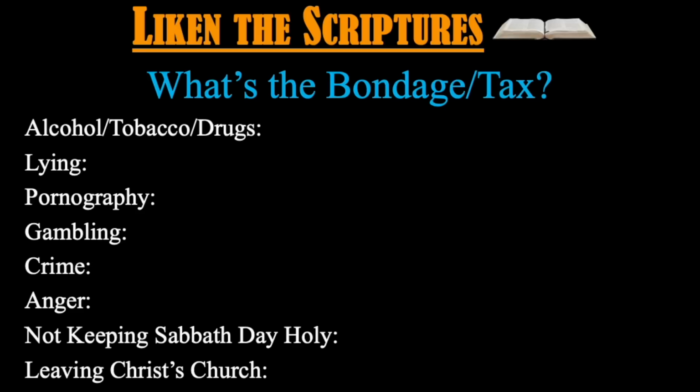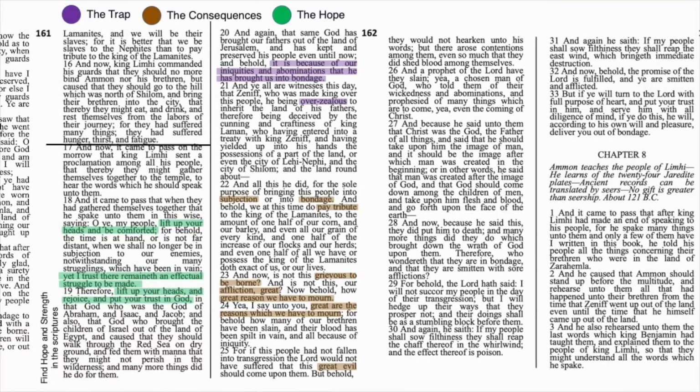Verses 24 through 28, I would place in the trap category, as Limhi states that the reason that they're in this situation is because of iniquity, once again. And if this people had not fallen into transgression, the Lord would not have suffered that this great evil should come upon them. And then after describing what they did to Abinadi, he says, therefore who wondereth that they are in bondage, and that they're smitten with sore afflictions?